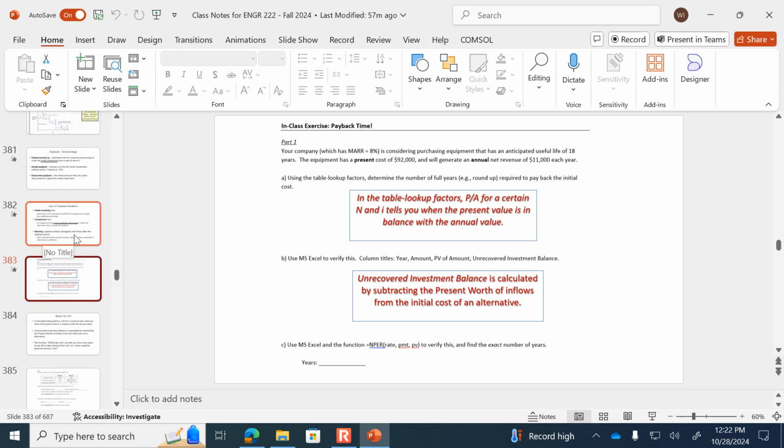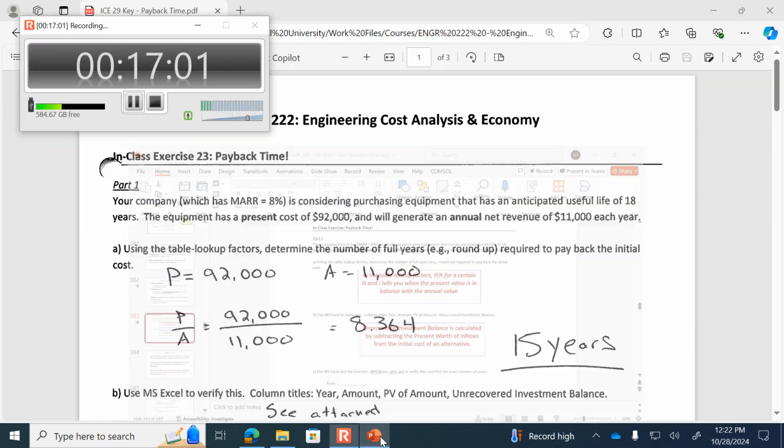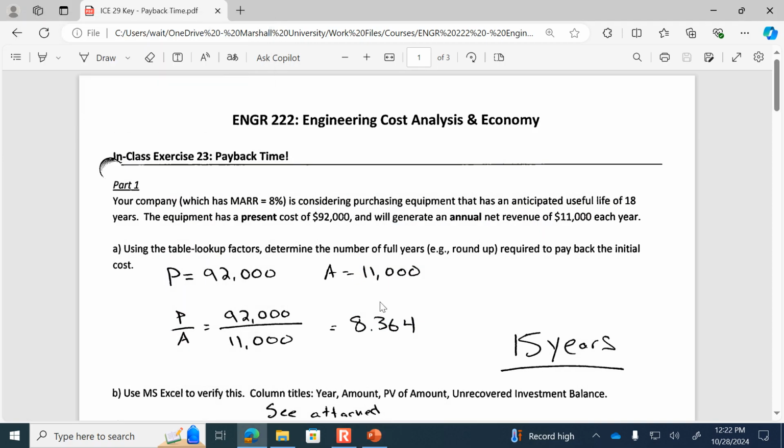So on the back side of the paper, go to the P divided by A column, and what we're looking for is where is the P divided by A closest to 8.3? So if you look at the factor table where it says present worth P slash A, it starts off low and it's getting closer and closer to 8.3. So for 14 years, it's 8.2. For 15 years, it's 8.5.